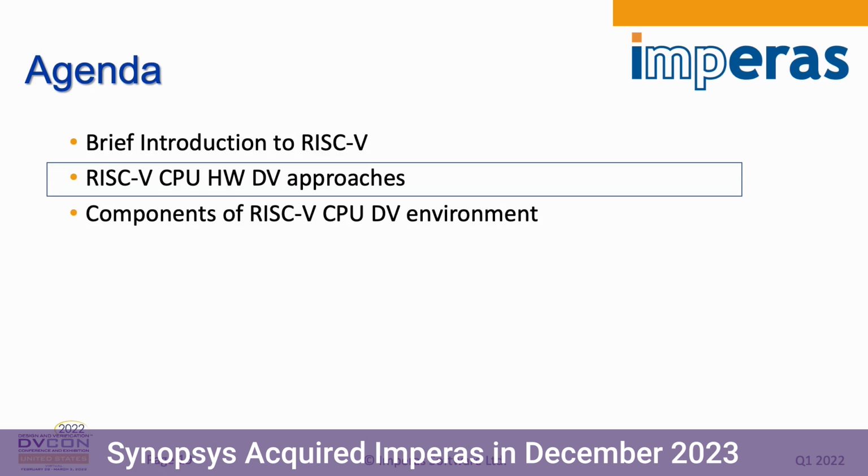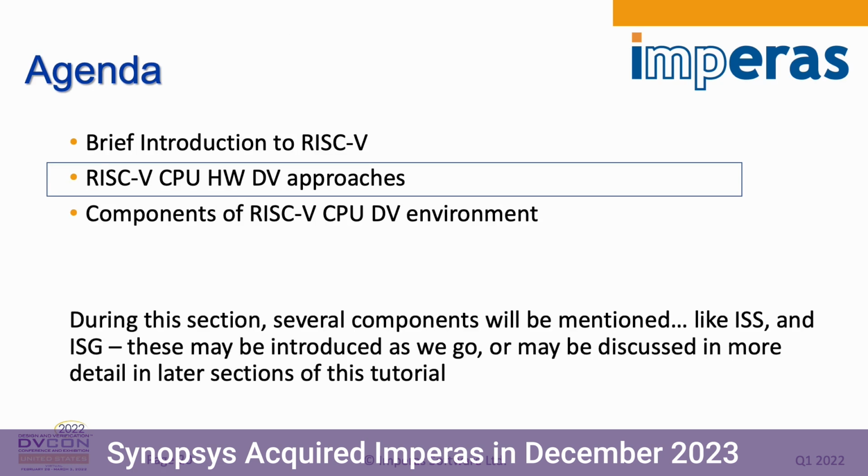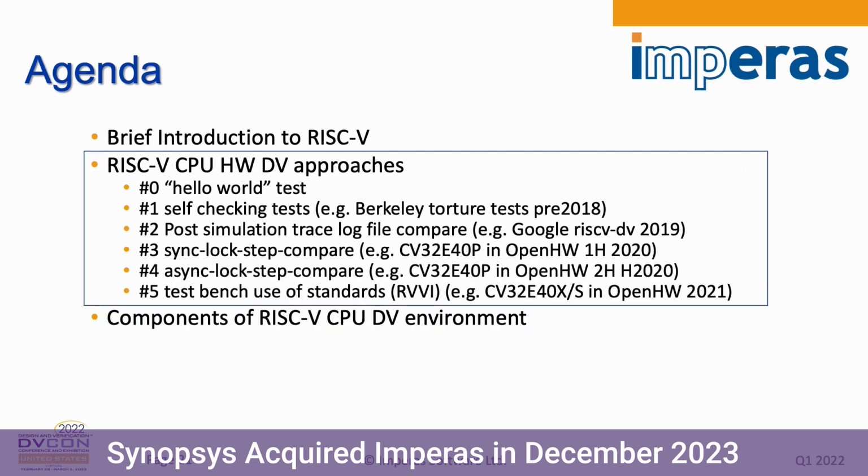Right, so let's get on and look at the different approaches. During this session, we're going to introduce different components like ISS and ISG, and I might talk about them as I go, or they'll be discussed in sections further on their own. So, hardware DV approaches for a RISC-V CPU. Listed down here, six real DV approaches and another one at the front. What I'm going to do now is talk through each one of these and give some examples as we go.